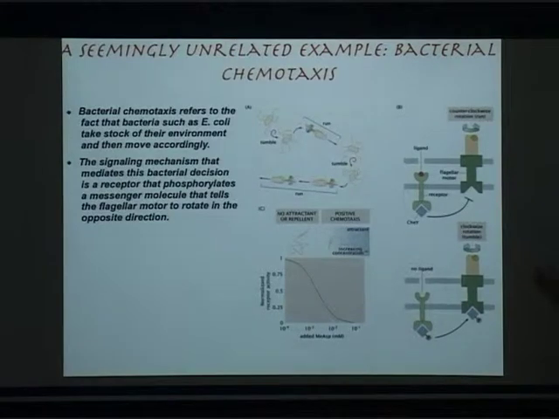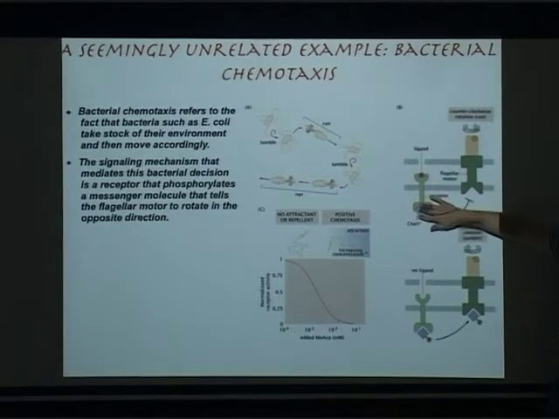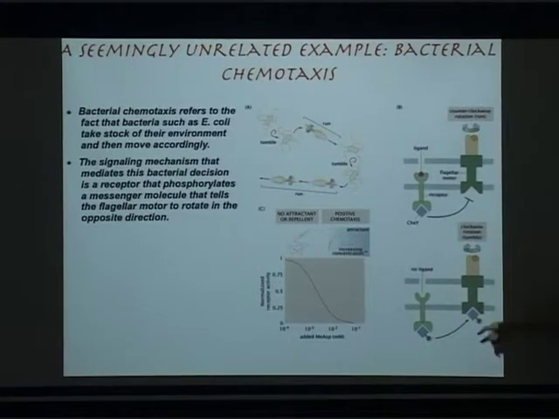You could spend 2 weeks in a course talking about this, and I'm not going to. But for our purposes, what you really need to know is there's a receptor, it binds ligands, and when it does or doesn't bind ligands, it will stimulate the phosphorylation of a messenger molecule that goes off somewhere else and tells the motors either to turn or not. Okay, so that's the rough idea.